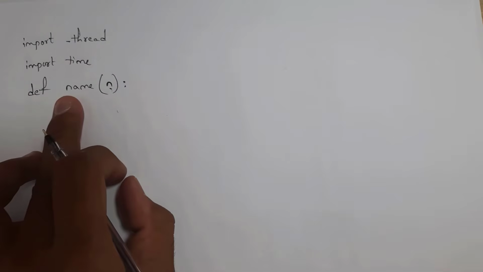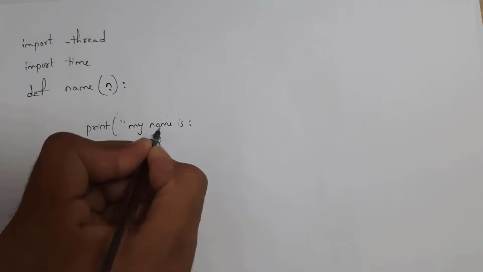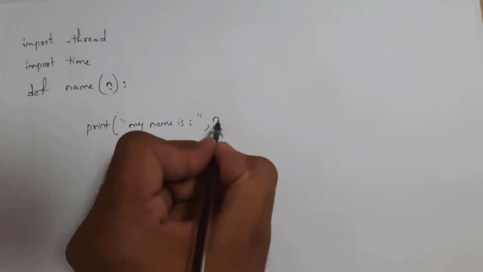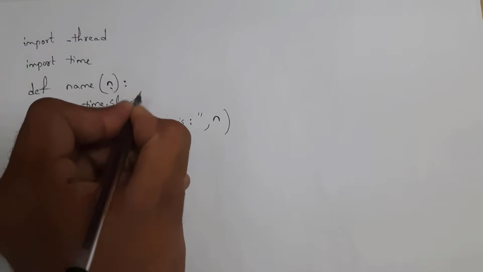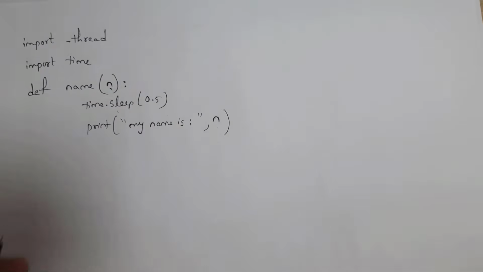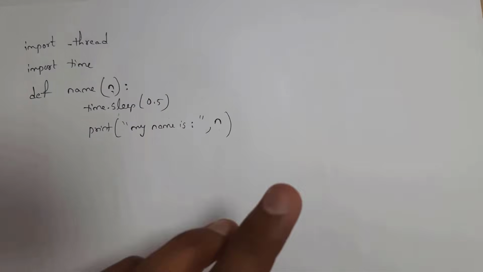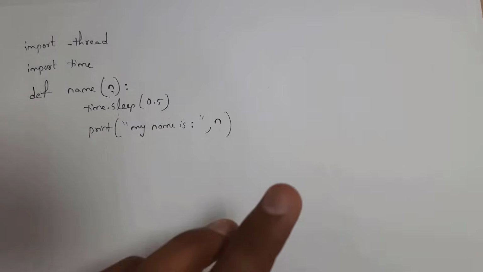Inside this name function, I am writing statement like print my name is colon, where my name is string. So take quotations comma n. But before this, I am writing here time dot sleep of 0.5. That is nothing but whenever I execute this program, it will not display output directly. After 0.5 seconds gap, it will display this output. So I written here time.sleep of 0.5.